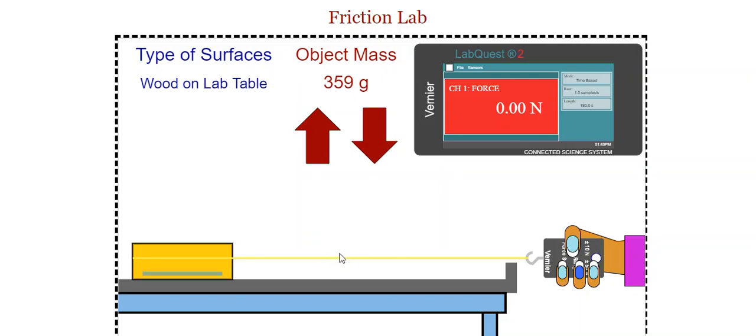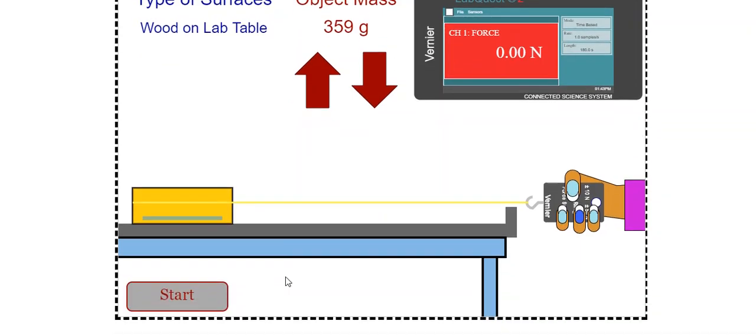You have this string, so you will be pulling the block with this string, and then the block will be moving on the table. And then as you change the type of surfaces in contact, of course, you are changing the coefficient of friction that you have, the static friction and the kinetic friction.